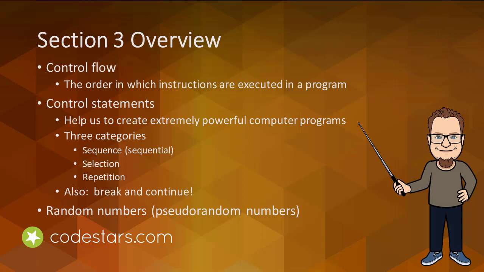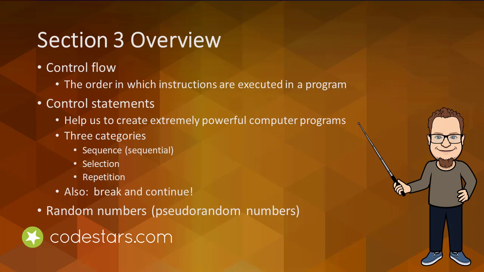Control flow refers to the order in which instructions are executed in a program. By combining control statements in different ways, we can create extremely powerful computer programs. We will discuss control statements in general and then talk about the three categories of control statements: sequence or sequential, selection, and repetition in more detail. We also discuss how to manipulate certain control statements using the continue and break statements.